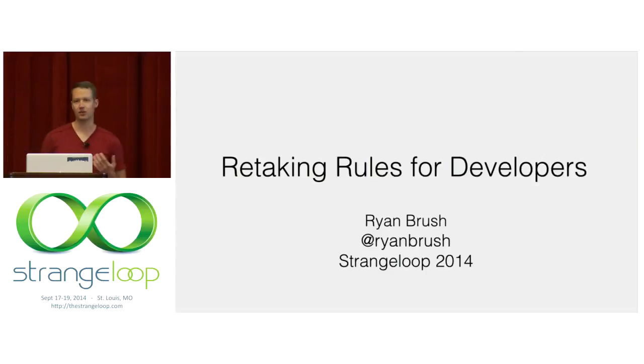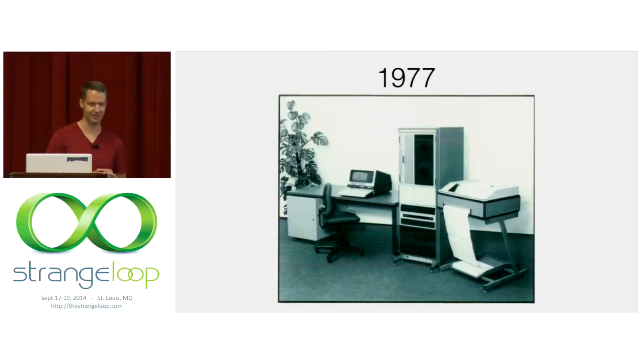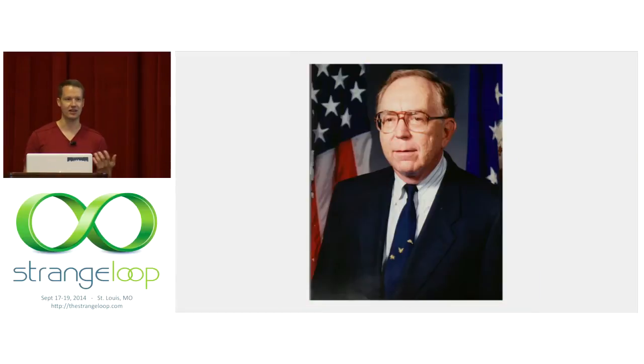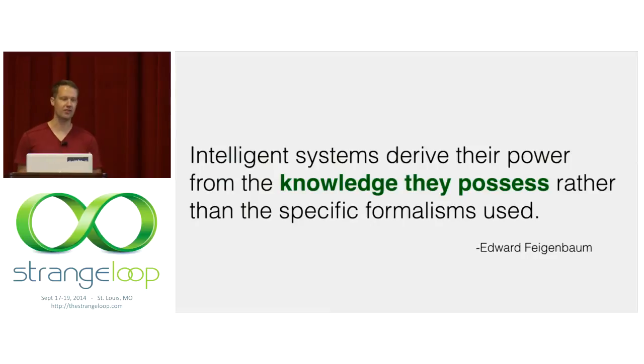So we're going to start with a story, and the story starts in an era in which real computers were still moved around with forklifts. And it was in 1977, and we start in 1977 because that was the year that this man, Edward Feigenbaum, quipped that intelligent systems derive their power from the knowledge they possess rather than the formalisms used.